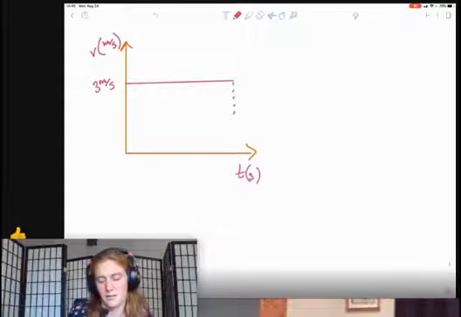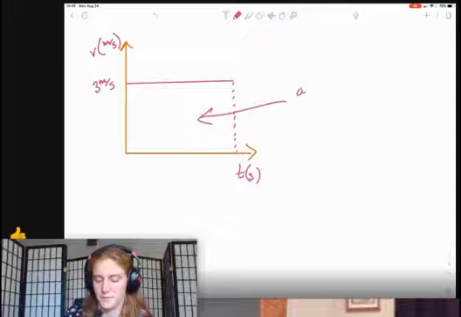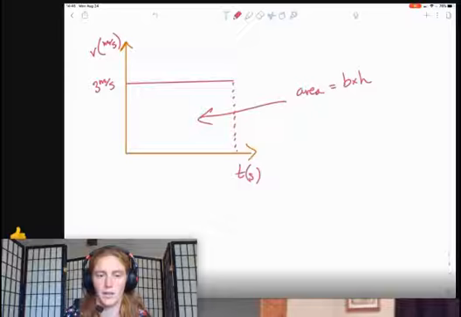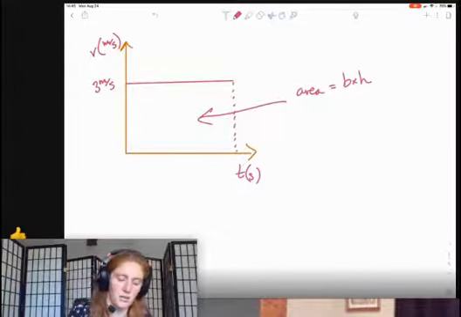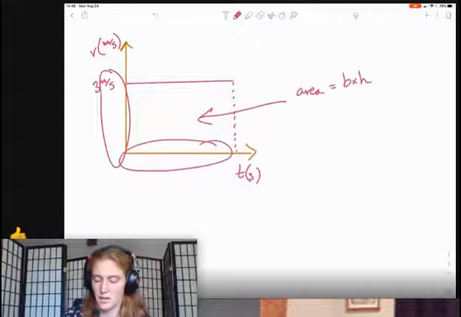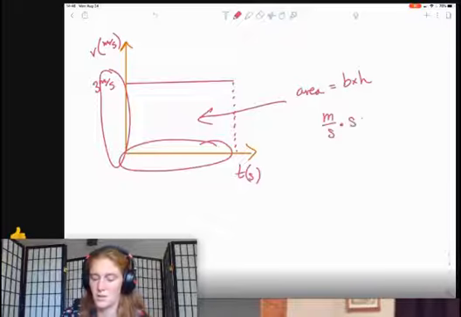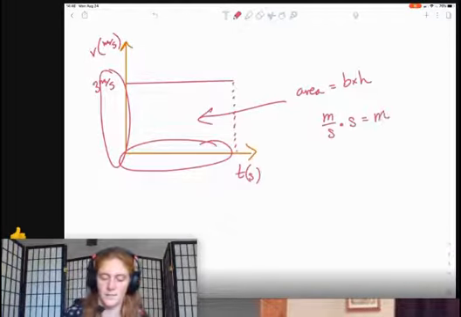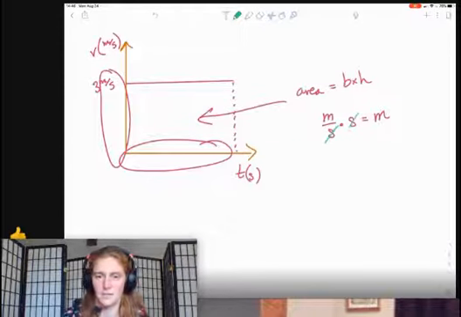you'll notice that if I tried to find the area underneath this graph, the area of a rectangle is base times height, or length times width. Well, in that case, my units for this side are meters per second, and my units on this side are seconds. So I've got meters per second times seconds, which will give me units of meters. And then the seconds cancel out.